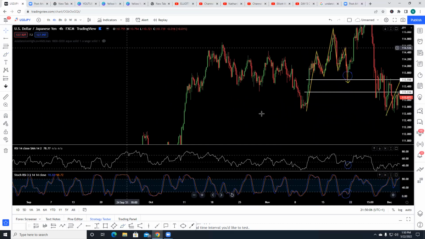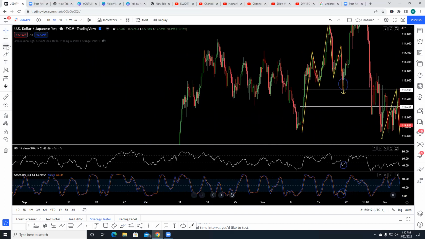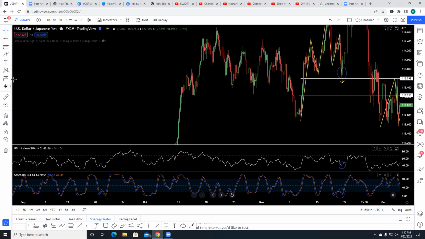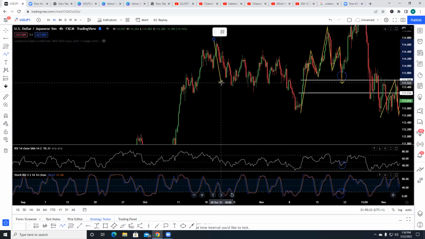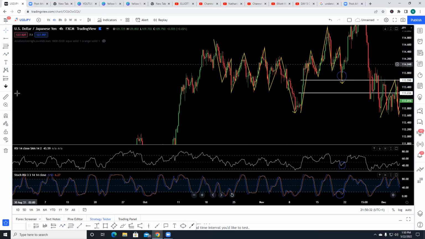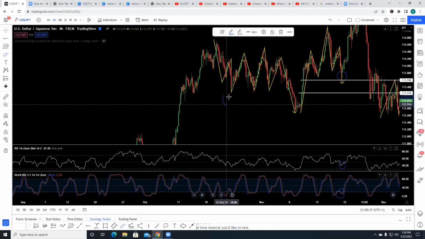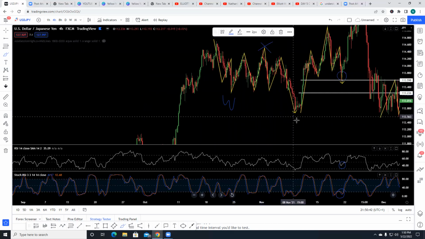Okay. Let's look at another structure, guys. This is a WXY structure that we are seeing here. Let me show you. This is 1, 2, and 3. Why? After this rally to the upside, you have 3 waves down, which is W, 3 waves up, which is X, and 3 waves down, which is Y.